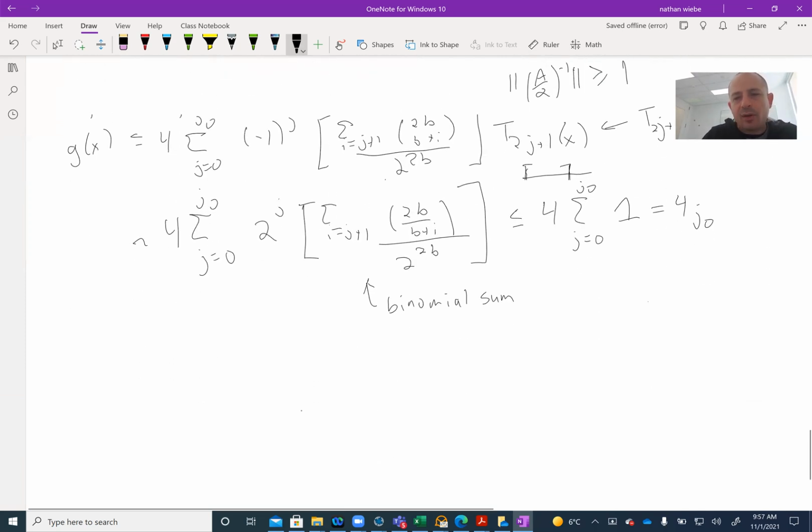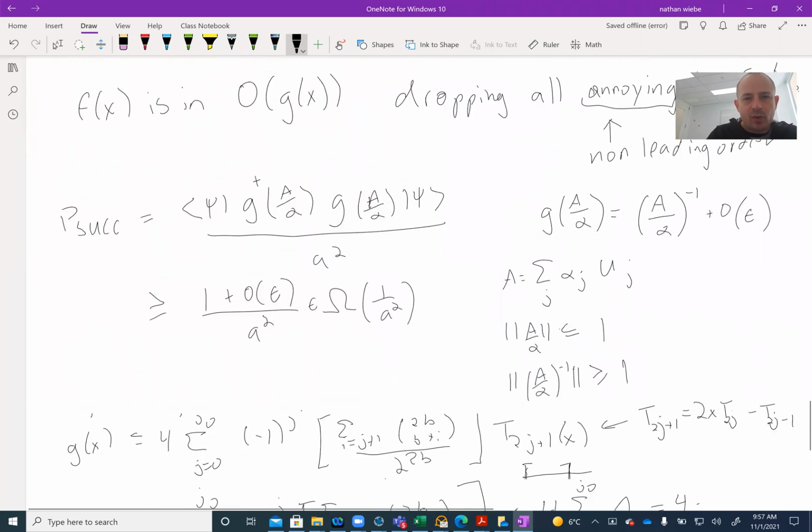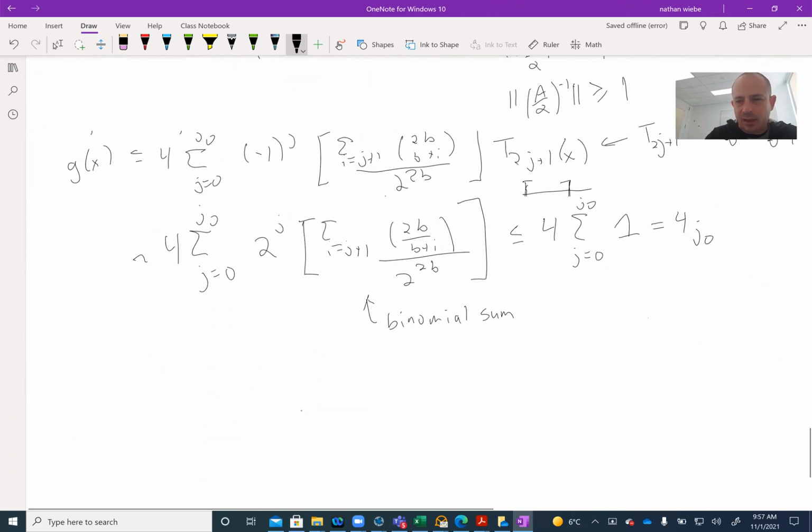Okay, so now we have a bound on the coefficients that we end up getting. So this is actually just equal to the absolute value of a here. So we bounded the coefficient sum that we have for our particular expansion. So therefore, our probability of success ends up scaling like 1 over j naught.